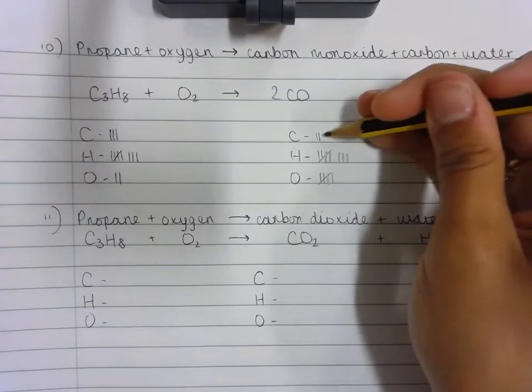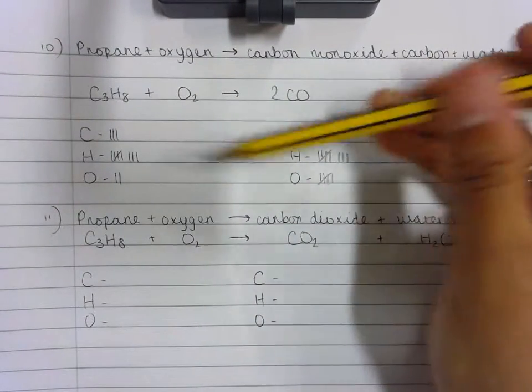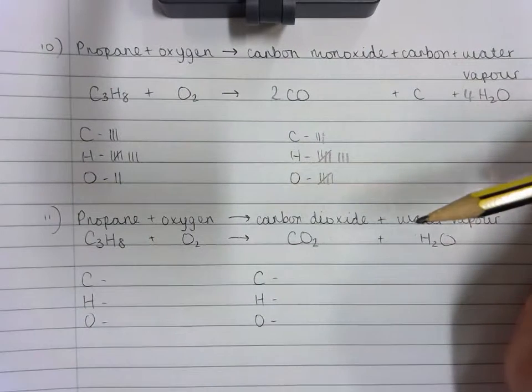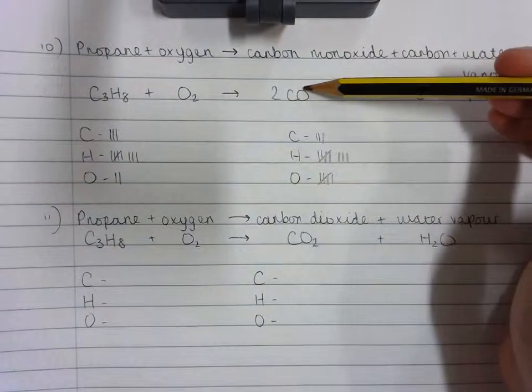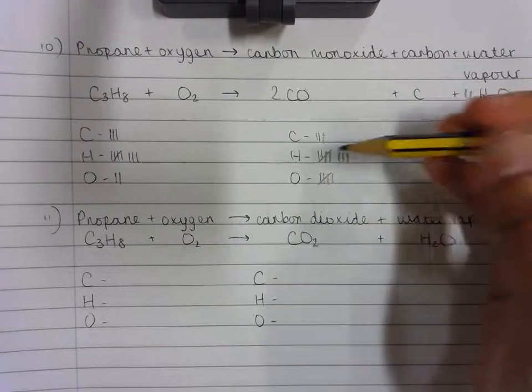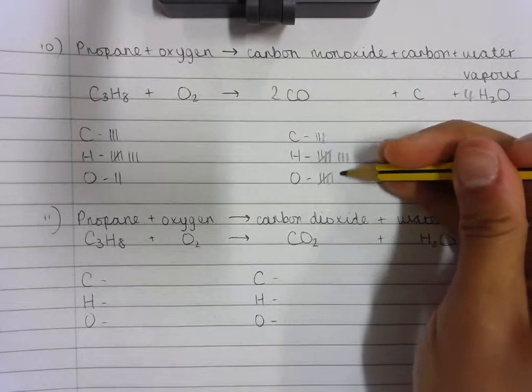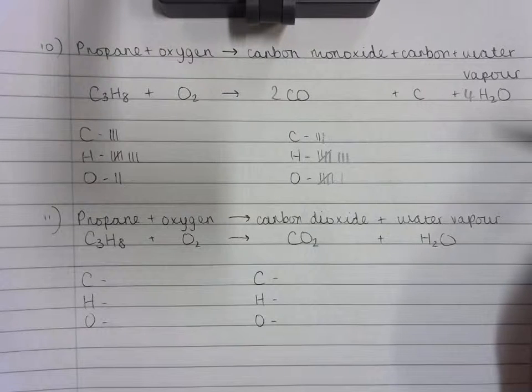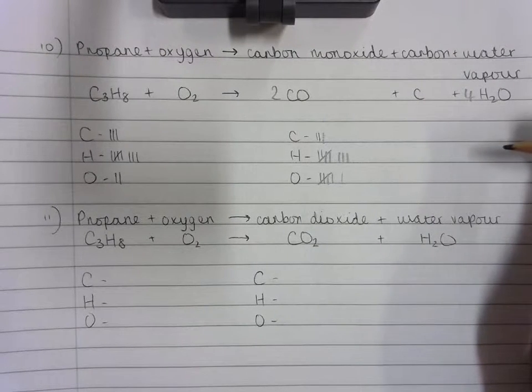so I'll have 3 carbon atoms, which matches the amount of carbon atoms on the reactant side, but I also have 6 oxygen atoms on the product side. Even numbers are much easier to deal with than odd numbers.